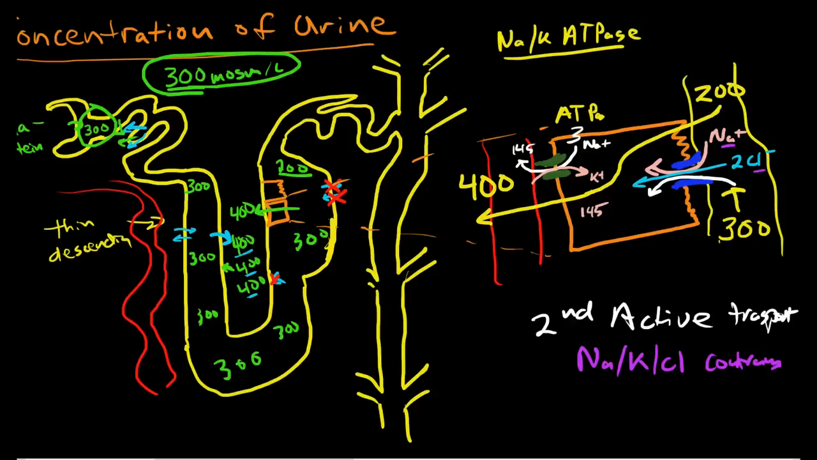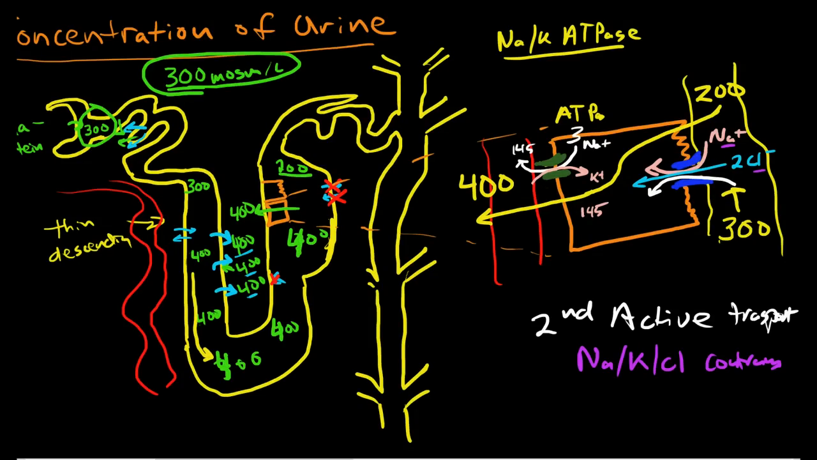out of this descending loop of Henle, then what do we do? Well, we increase the osmolarity here, right? So now all of a sudden the osmolarity is up to 400. And since the filtrate is flowing in this direction, this is going to round the bend, and then we're starting here with 400.